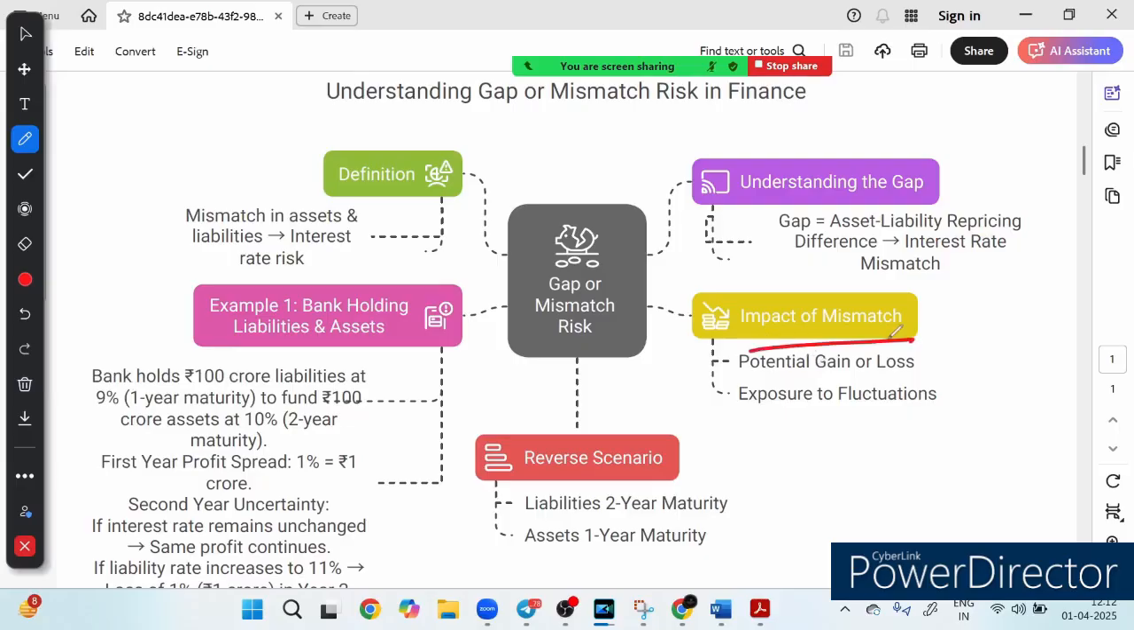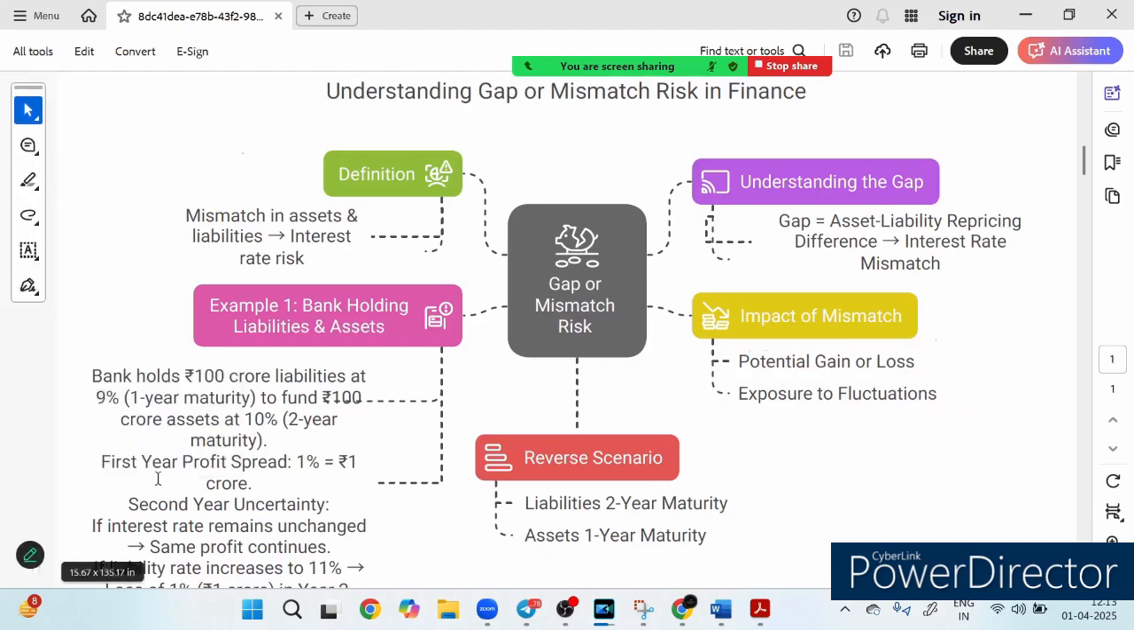So what is the impact? Obviously this can lead to gains or losses, profitability gets impacted, right? That is the first point. And the second impact is that the bank becomes highly exposed to fluctuation. So this is the impact, as shown in this particular table and graph. You can see this particular mind map. You can cover each and every aspect of this in just one single slide, and this helps you in revision at the last moment before the examination.